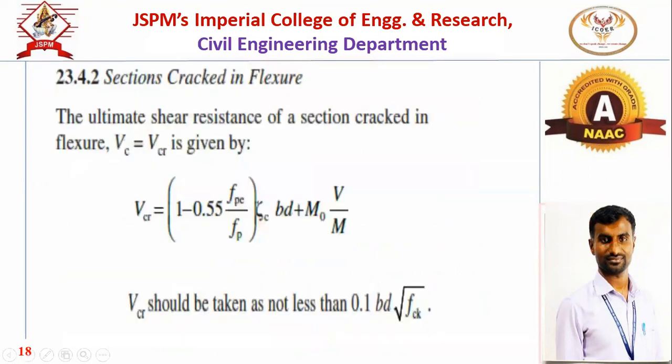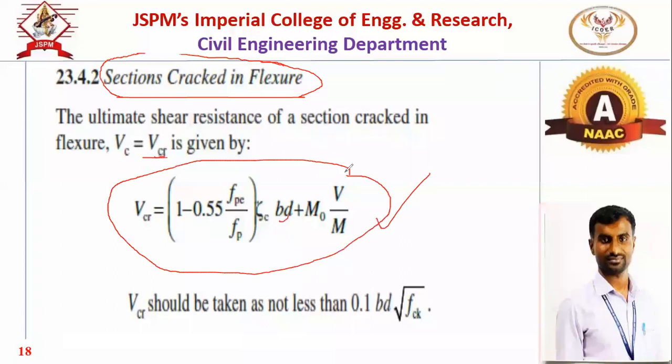Then the second clause is for the cracked section in flexure. Now the ultimate shear resistance of the section which is cracked in flexure, again denoted by V critical, is given by this particular formula: 1 minus 0.55 FPE by FP into xi C BD plus M naught into V by M. Now these are all formulas we have to write, we have to remember, and each and every term we have to understand.